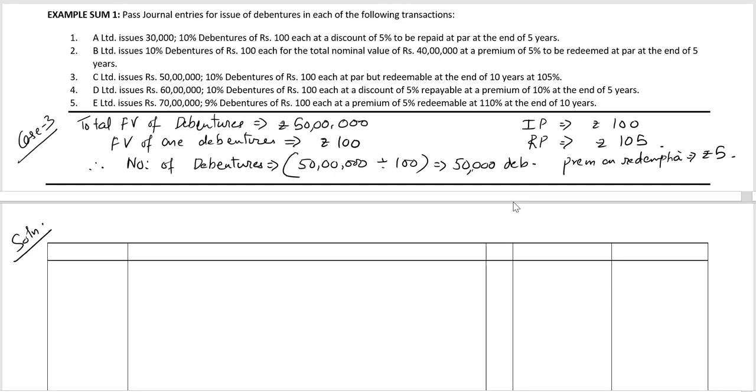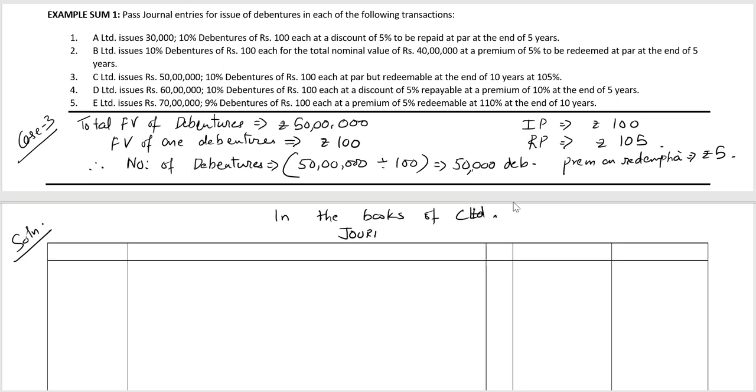Let's go ahead with passing the journal entries in the books of C Limited. Journal, date/serial number, particulars, LF, debit rupees and credit rupees.